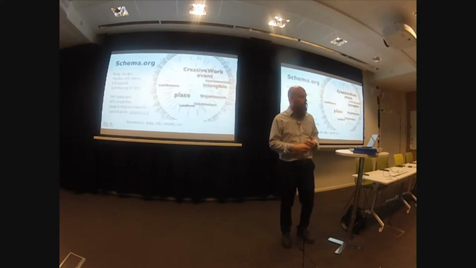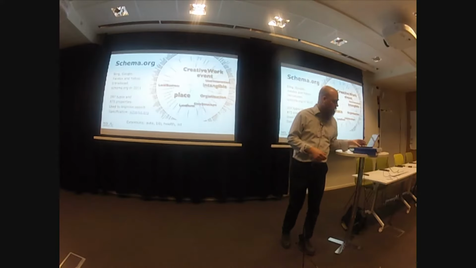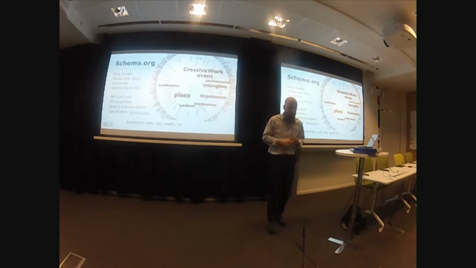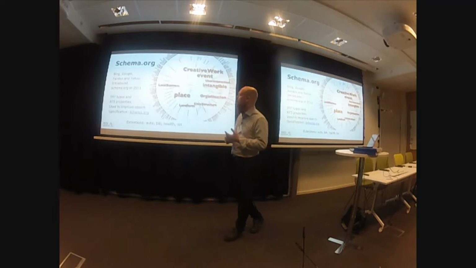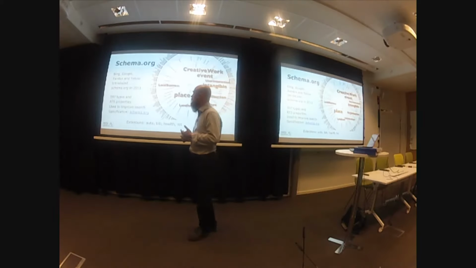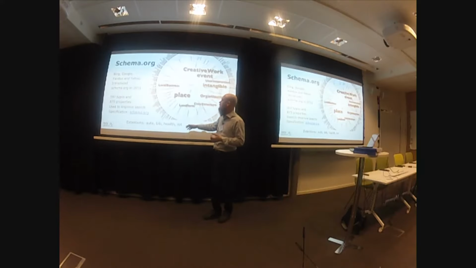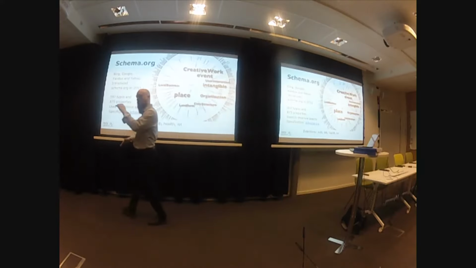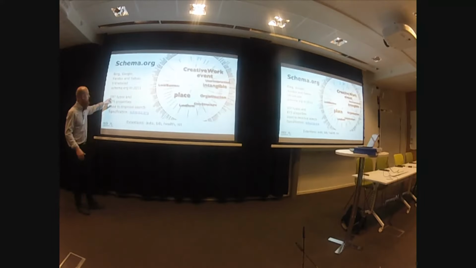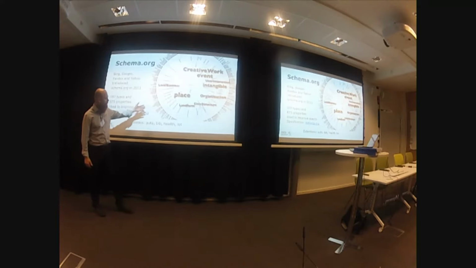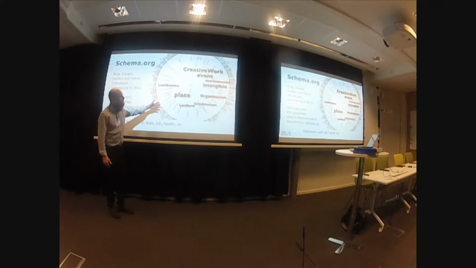Then we have schema.org. So the big search giants, Bing, Google, Yandex, Yahoo, they introduced something called schema.org in 2011. It's been going up and down a bit. It was over 800 types for some time. And a lot of properties. And this is an old picture, so it's probably not correct anymore.